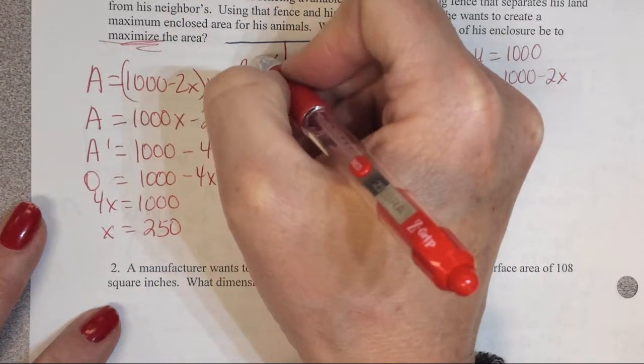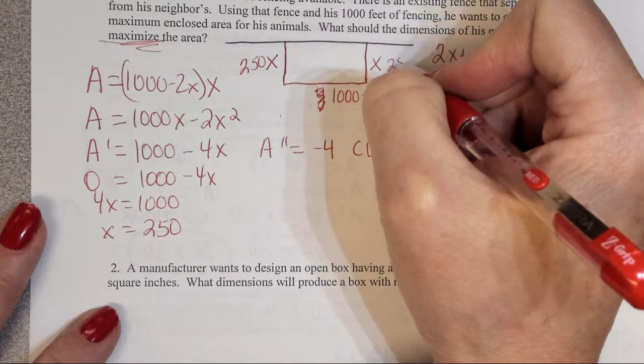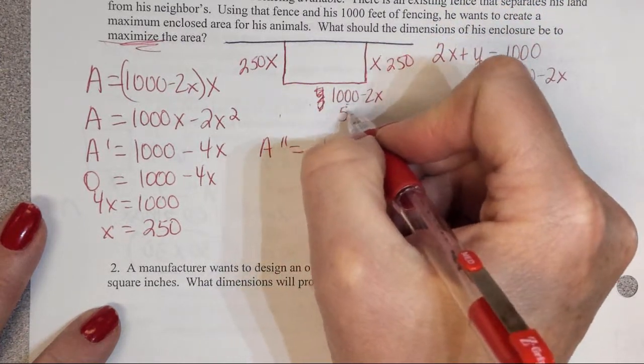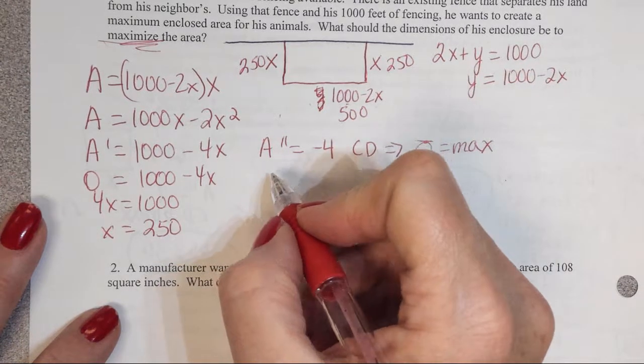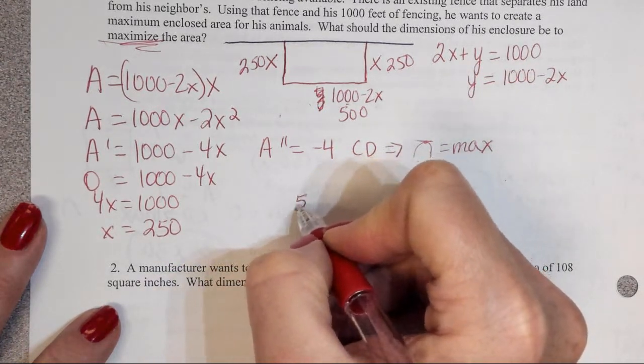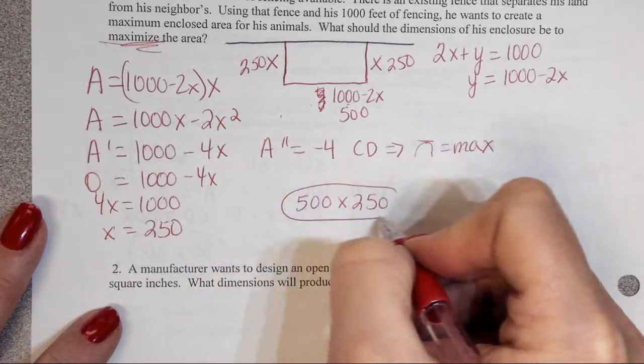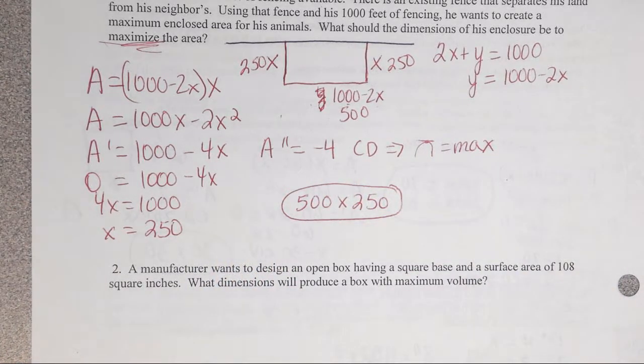So this is now going to be 250. This is going to be 250. 1,000 minus 500 is 500. And so our dimensions are going to want to be 500 by 250. That's going to give us the maximum area.